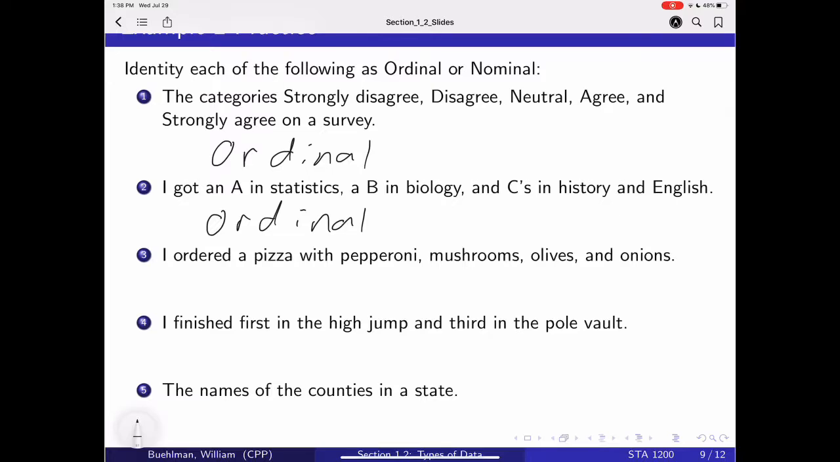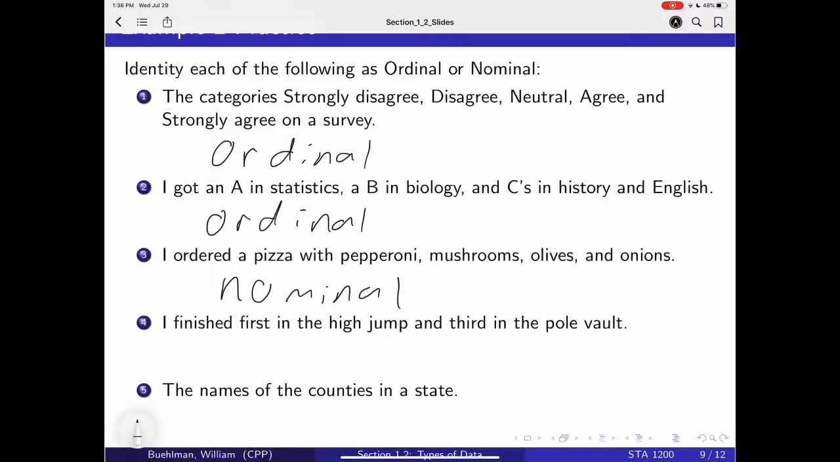So now number 3, I ordered a pizza with pepperoni, mushrooms, olives, and onions. Okay, if I would have said I ordered a pizza with olives, mushrooms, pepperoni, and onions, does it matter? No. So the order in which I list the toppings does not matter. So this is nominal.